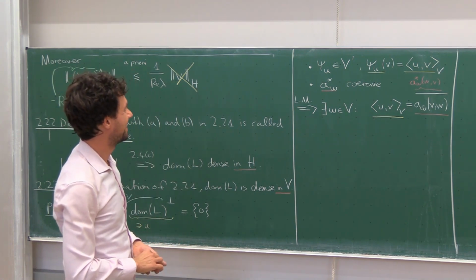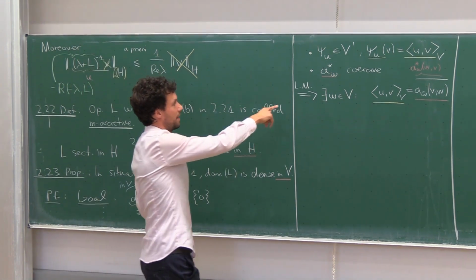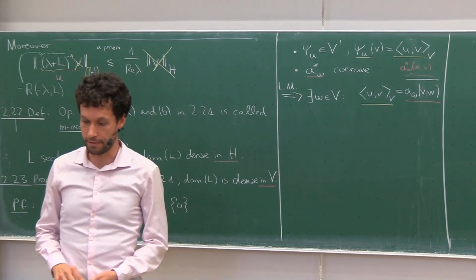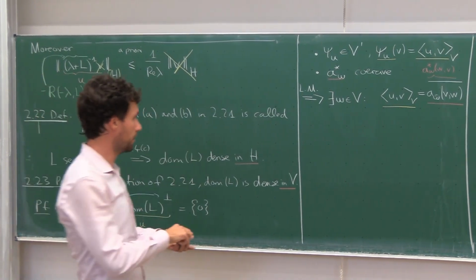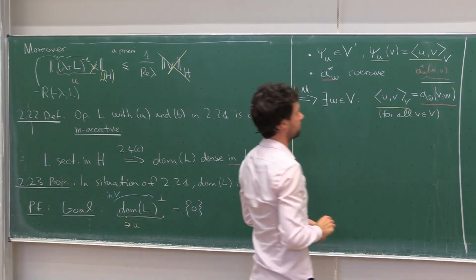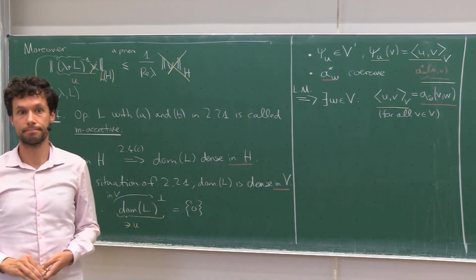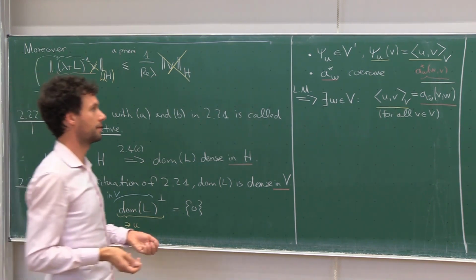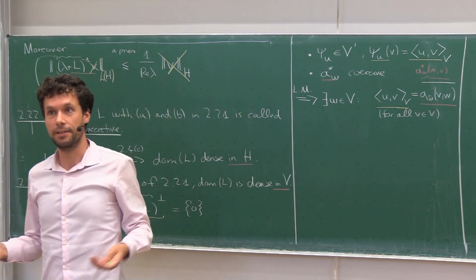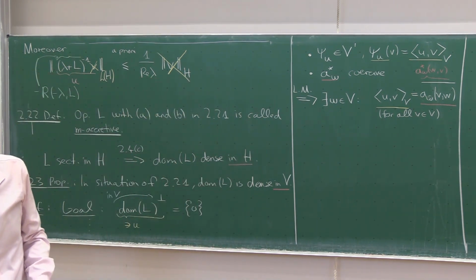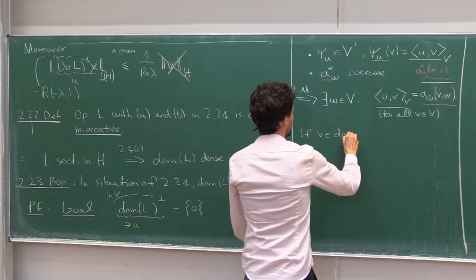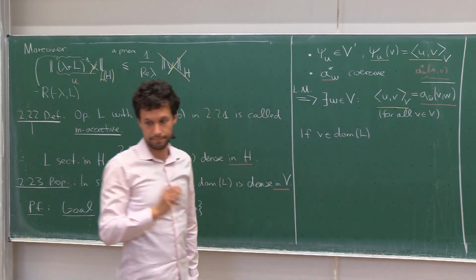Okay. So I can represent this functional through this sesquilinear form because it's coercive. And this thing works for every element in V. Agreed? I just represented this functional through the form. It looks like it's leading nowhere, but it does lead somewhere. Because now suppose that v is in the domain of L. Okay?